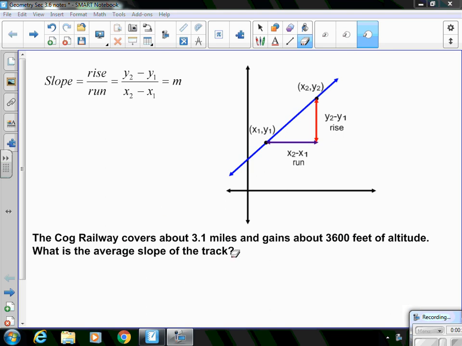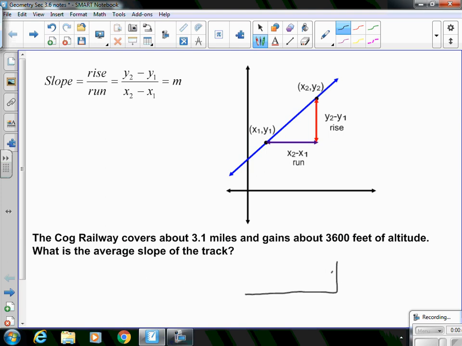Here we've got the Cog Railway, which covers about 3.1 miles and gains about 3,600 feet of altitude. What's the average slope of the track? So it's going 3.1 miles and rising 3,600 feet.